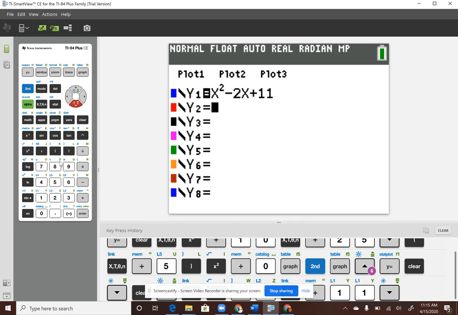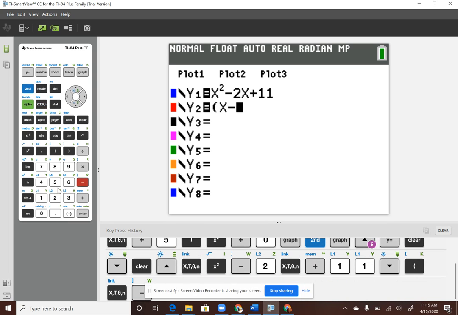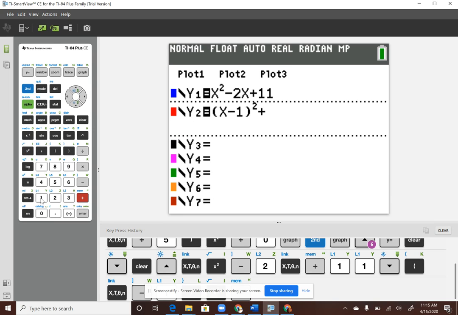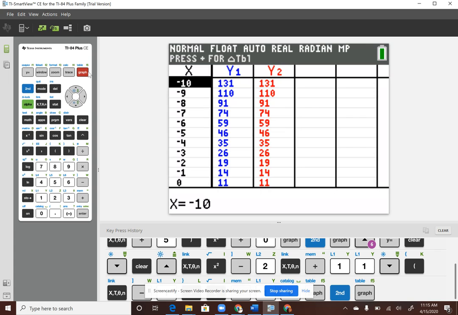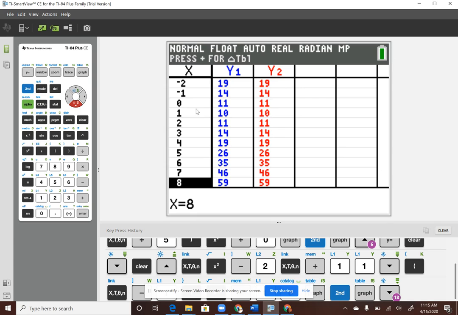But I'm going to enter my final step, x minus 1 squared plus 10. And now I'm going to hit the word graph. Now pay attention because it comes up pretty quick. Oh, wait, this one's too high. Let's go to the table. Sorry. Okay. Here's my table. Got to get to my vertex. So you'll see here the vertex is 1, 10.